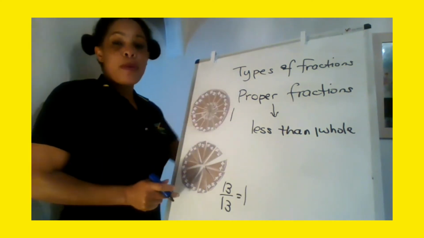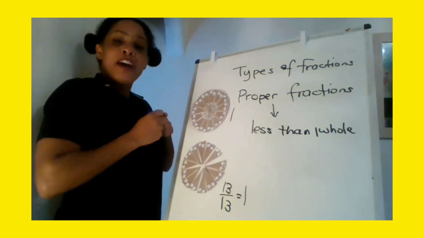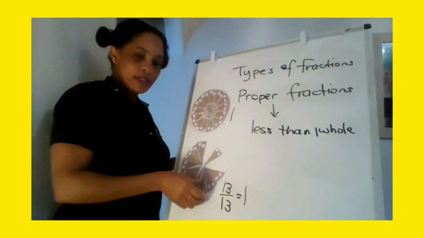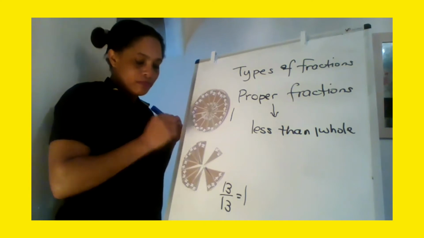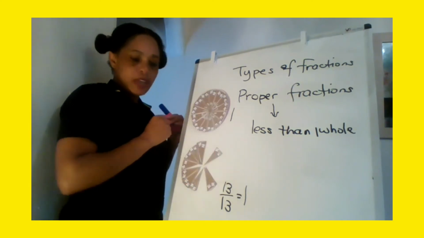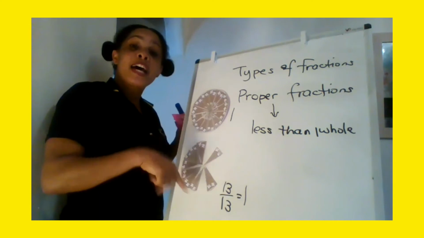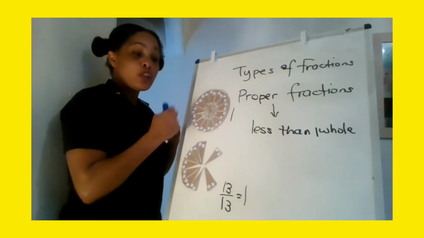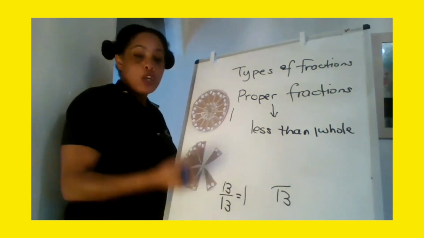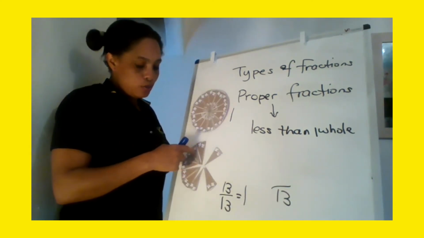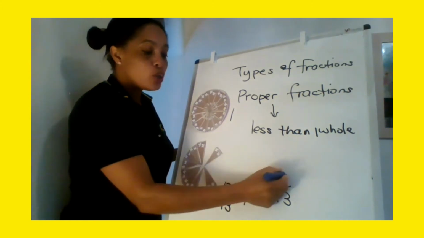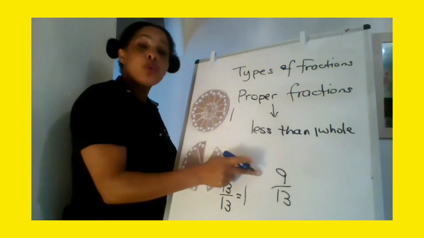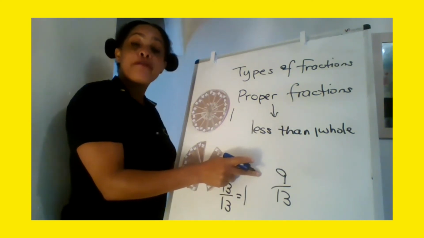Now let's get back to proper fractions. Imagine that her friends came. They took 1 piece, took another piece, took another piece, and then took another piece. Here what we have left is less than 1 cake. Remember that the cake was cut up into 13 pieces. So how many do we have left? 1, 2, 3, 4, 5, 6, 7, 8, 9. So we have 9 pieces left. We have less than 1 cake left. So that is a proper fraction.